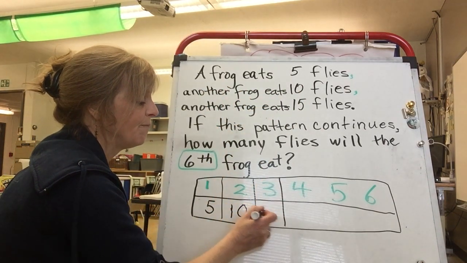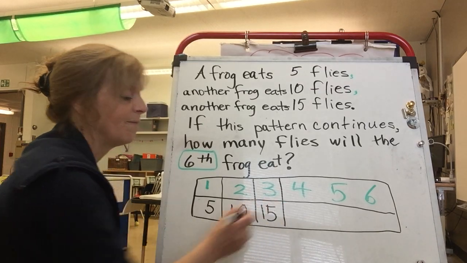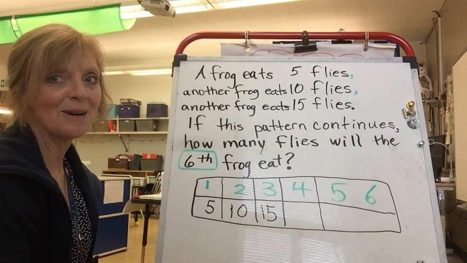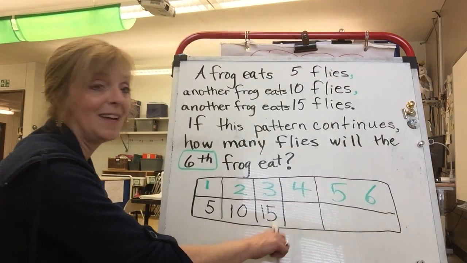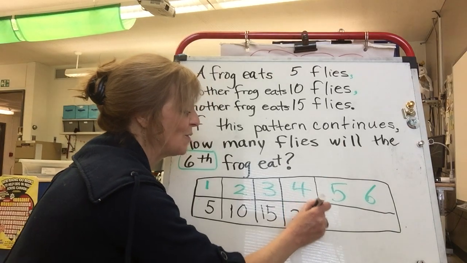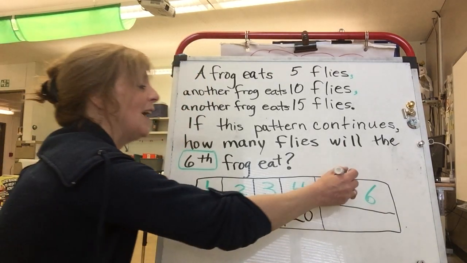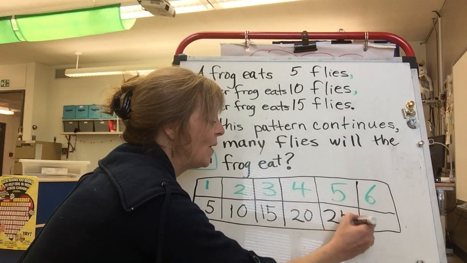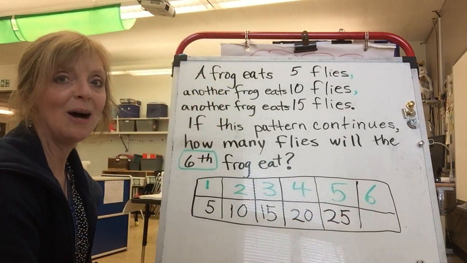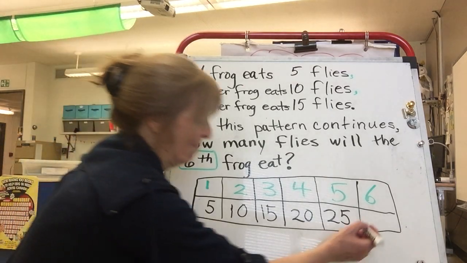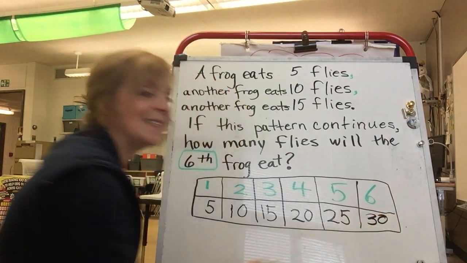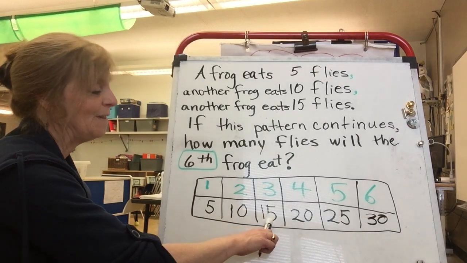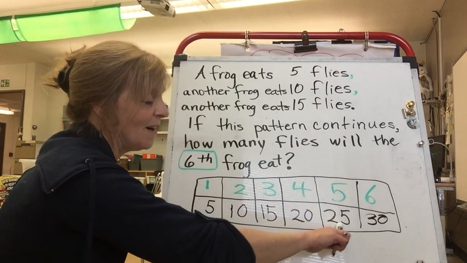Frog number 3, 15. Frog number 4, that was our big one, 5, 10, 15, 5 more, which is 20. Frog number 5 will eat how many? 5 more? Right, 25. And how much will frog number 6 eat? Let's see if our pattern is correct. Let's read it. 5, 10, 15, 20, 25, 30.